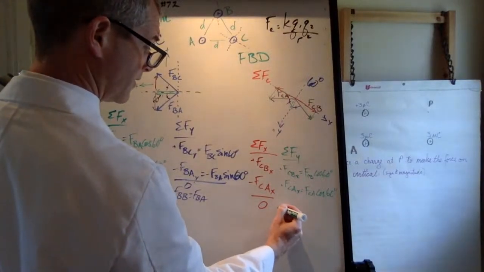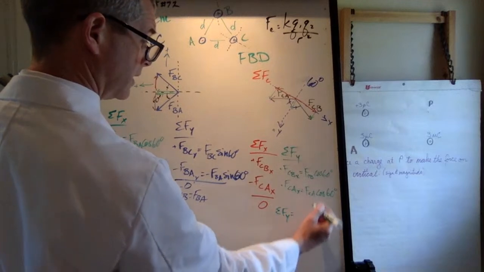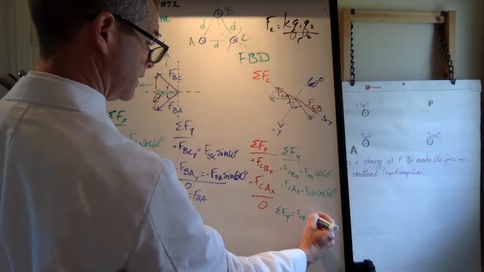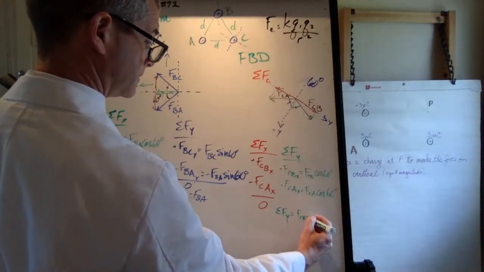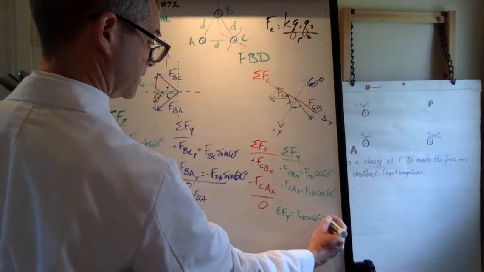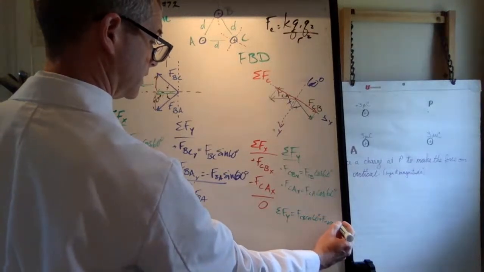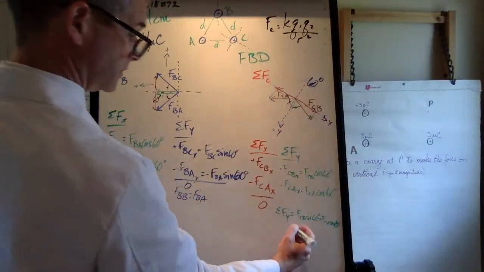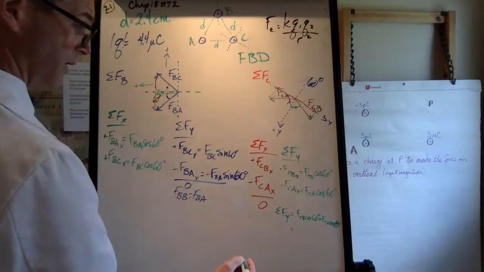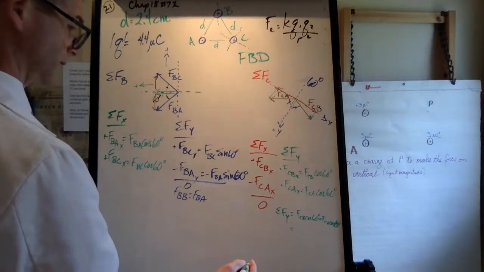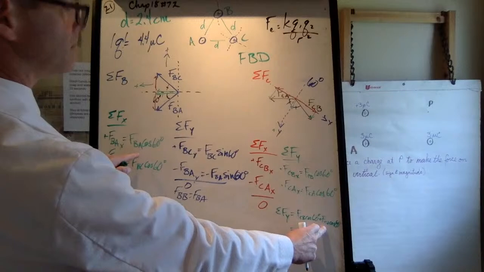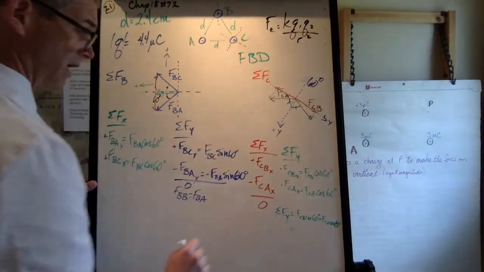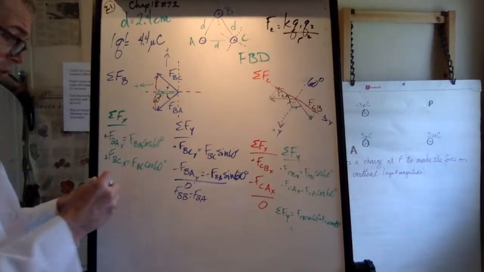And then the sum of the forces in the y direction is going to equal FCB cosine 60 plus FCA cosine 60. I don't remember what that turns out to be, but we can do the previous problem and plug that in there too. Those are the same. Yeah, those should all end up being the same number.